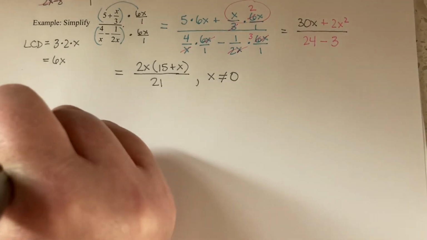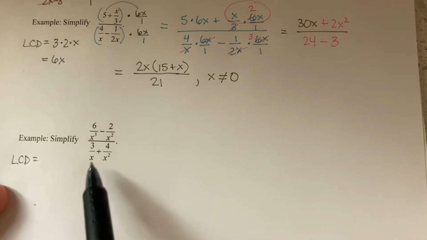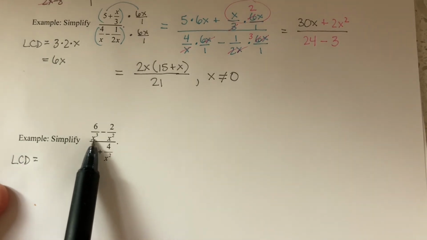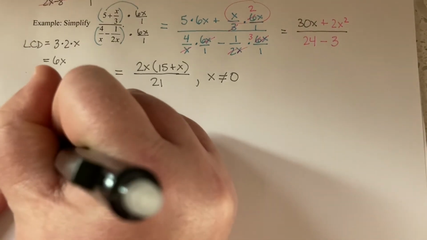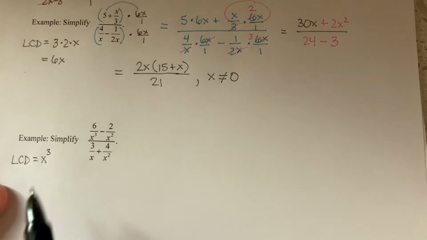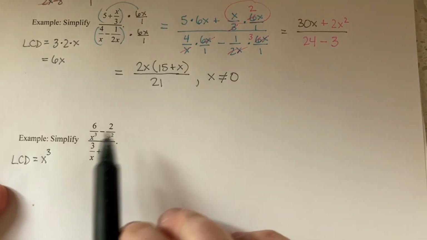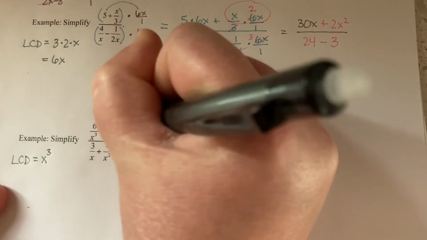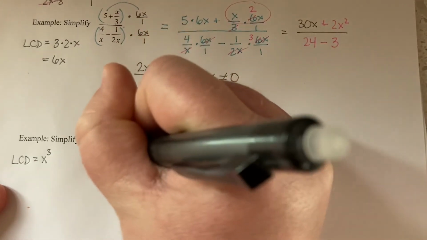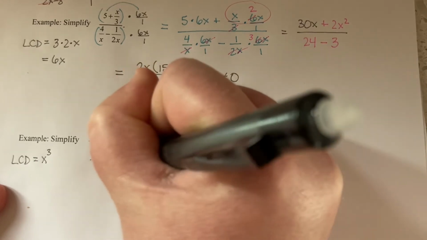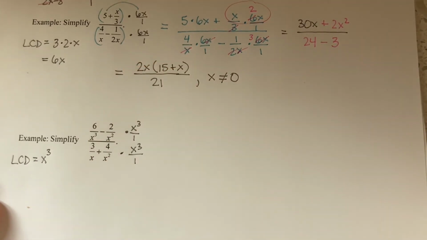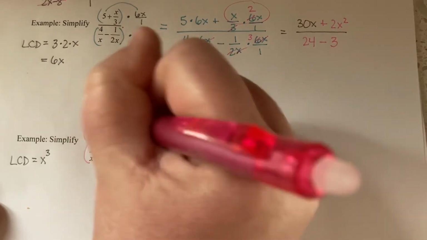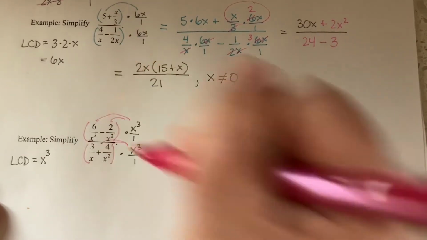Our LCD: we have all these x's. For the least common denominator, we pick the largest power of x that's in a single denominator. So x cubed. Multiplying everything by x cubed will get rid of every single fraction. That's the goal. So multiplying by x cubed over 1 on the top and the bottom. But of course, we have to remember that it gets distributed to every term in the fraction.